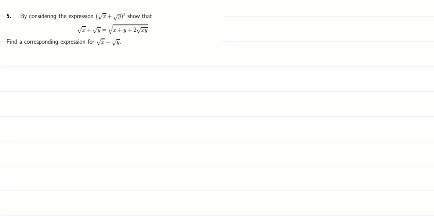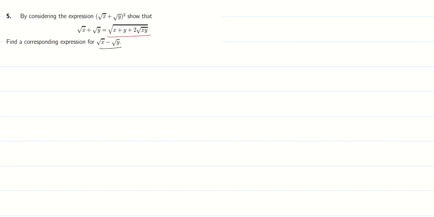So on this question, we want to prove that the square root of x plus the square root of y would be equal to the square root of x plus y plus 2 times the square root of xy, which is this expression in here. And we also want to find the corresponding expression for square root of x minus the square root of y.